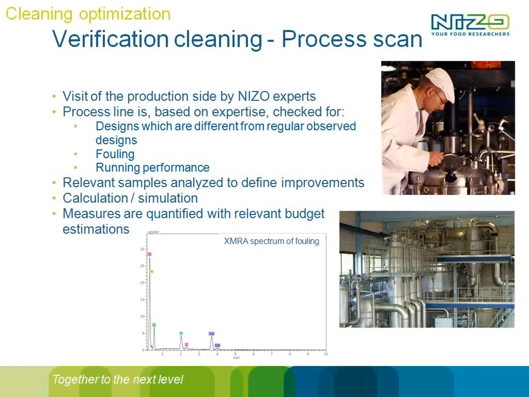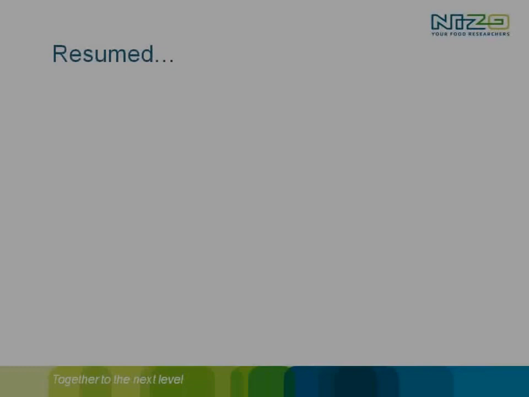At the bottom you see an XRF spectrum of fouling. Well, that's one technology to use to look what is the composition of your fouling. And if you know what the composition is, you can start thinking about solutions. Combining this all, you can define measures to quantify them with a relevant budget and to look whether it's doable to improve this CIP process, yes or no. It's always a budget case. You have to invest. You have some savings. Is the savings more than the investment? That's the thing you have to answer.